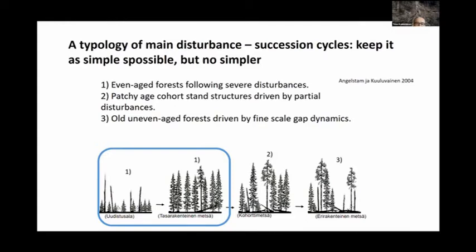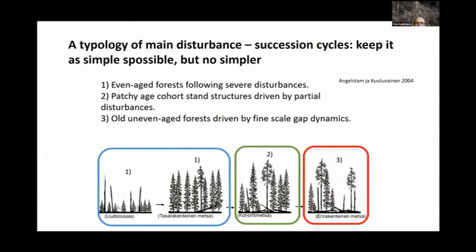That's one. The second could be the patchy cohort structure disturbance succession cycle, and the third could be the gap dynamics even age forest driven by gap dynamics. So very simple and rough classification into these three classes.